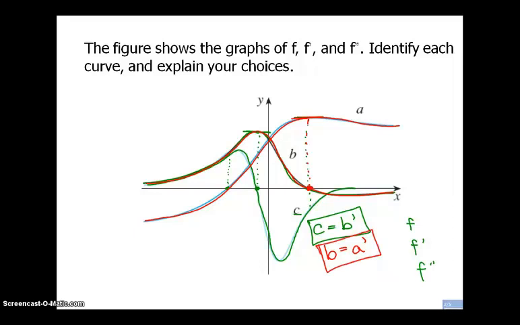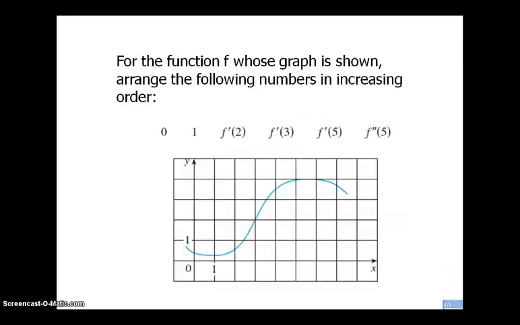So if that's true, then f has to be graph A. And since B is A prime, that means f prime has to be B. And since C is B prime, that means f double prime has to be C. So again, just like we did on the last set of graphs, we're just looking for landmarks and monotonicity behavior to see if we can figure out which is the original function, which is the first derivative, and which is the second derivative.